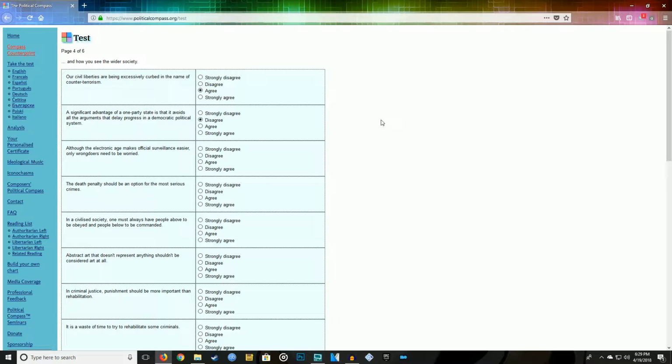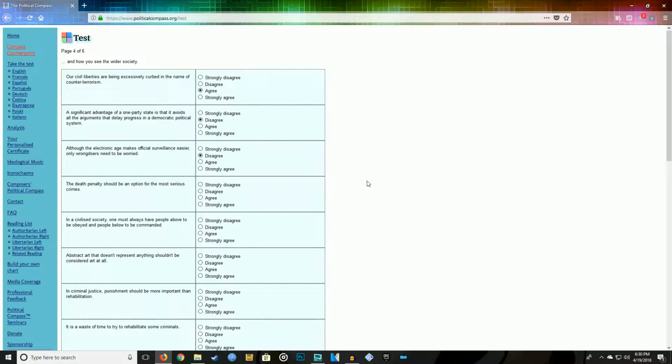And then that would be more of an authoritarian position to have one party ruling everybody else. Although the electronic age makes official surveillance easier, only wrongdoers need to be worried. I actually disagree with that. People can take advantage of that system, and we've seen examples of that happening.